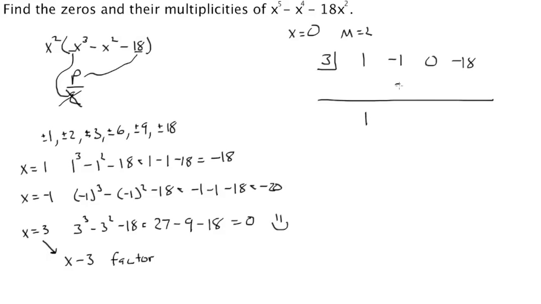3 times 1 is 3. This gives me 2. 2 times 3 is 6. 6 plus 0 is 6. 6 times 3 is 18. All right, good. This is a good double check. Whatever I get here should be 0.